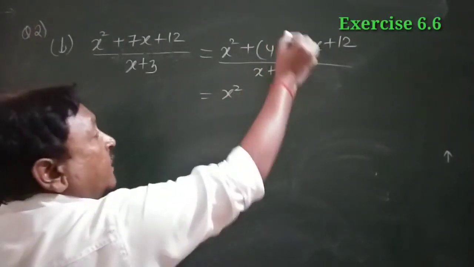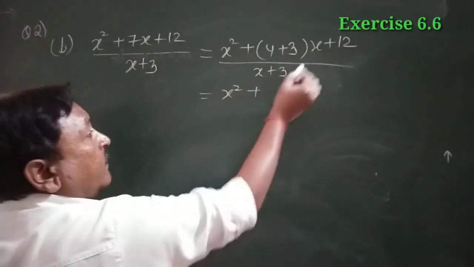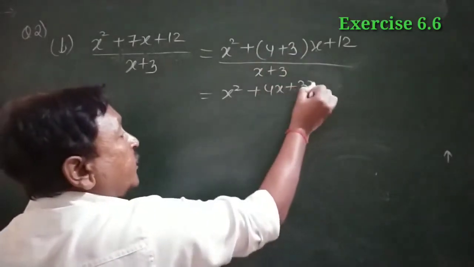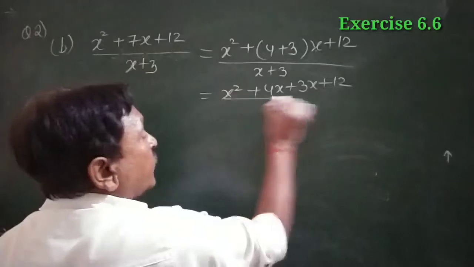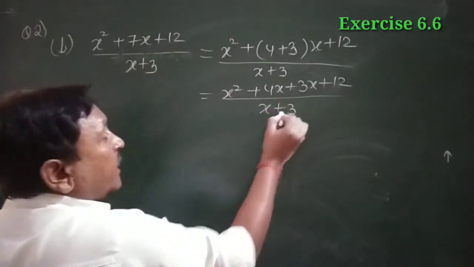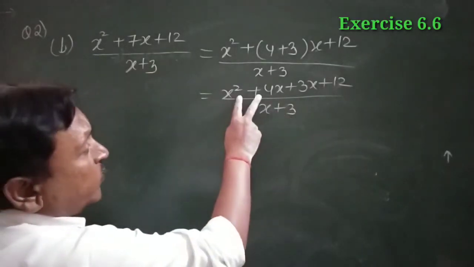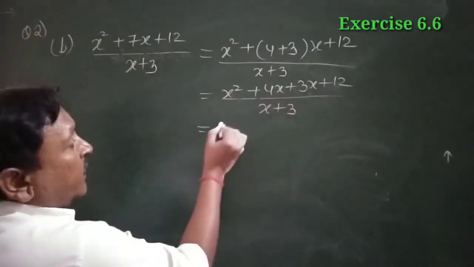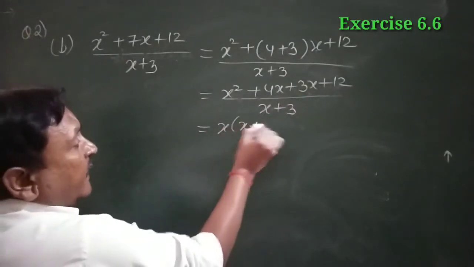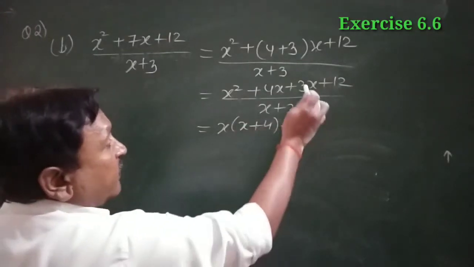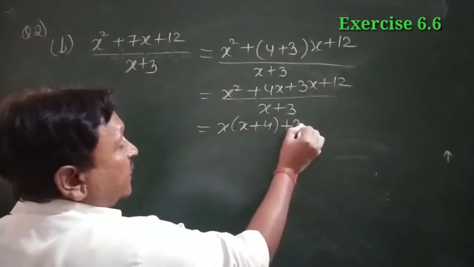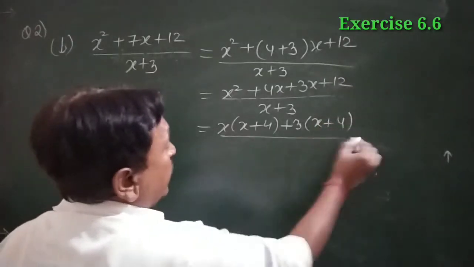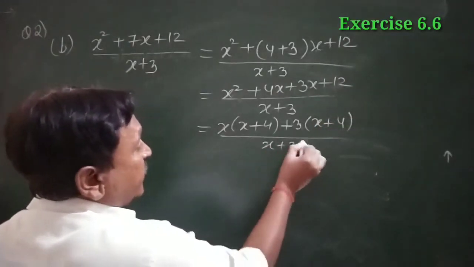Now open the bracket here. Then this x will get multiplied with 4 also and with 3 also, plus 12 upon x plus 3. Now take common from the starting 2 terms and from the last 2 terms. Anything is coming common here? X. So what is left inside? X plus 4, plus here 3, x plus 3, 4 threes are 12, okay, upon x plus 3.